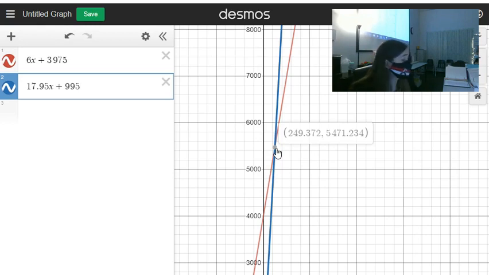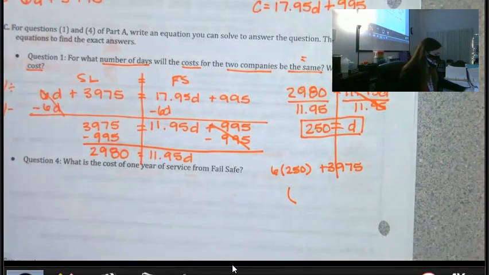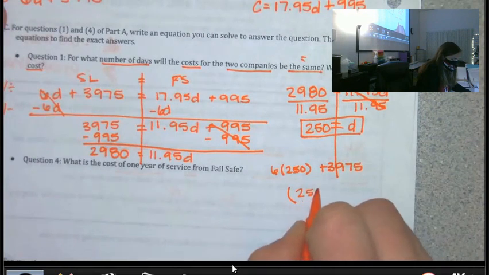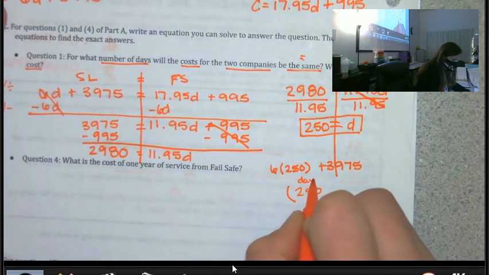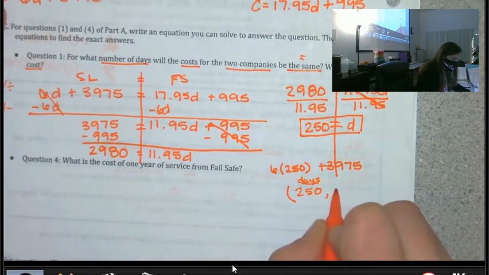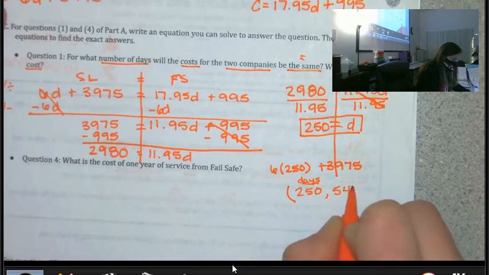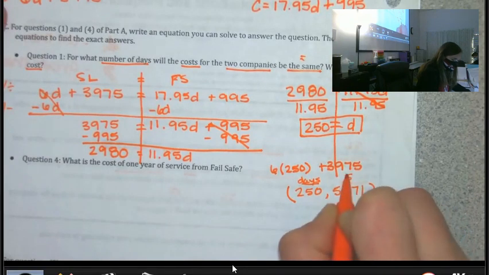So what's my Y value? So if X is 250, what is Y? Good job, 5,471. Okay, let's just round down for that one. So if I'm at 250 days, okay, that's my X, it's going to cost me $5,471.